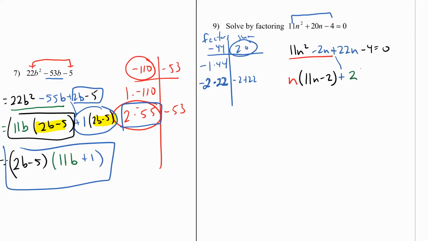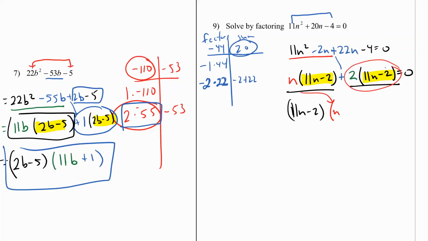So if we divide those last two terms by 2, we're left with 11n minus 2. All right, and we'll notice that both of those have an 11n minus 2, so we'll factor that out. That is the GCF of each of those two terms. And if we divide that into both terms, we're left with n for the first one. Divide it into the second one, we're left with plus 2. And those are our two factors. And notice again, each step has an equal sign.